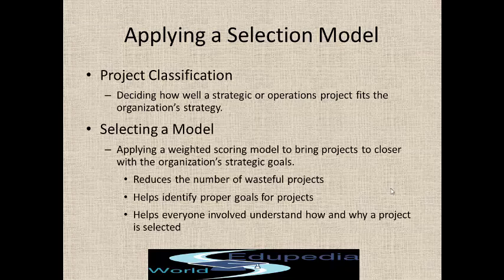So project classification and selecting a model, part of applying a selection model. Basically, you have to see how well a strategic or operations project fits the organization strategy. So you need to classify the project, how strategically or operationally it's going to help the organization strategy. Selecting a model, that's what we discussed in the last slide. You apply a weighted scoring model to bring the projects closer to the organization's strategic goals, reduce the number of wasteful projects, help identify proper goals for the projects, and help everyone understand how and why a project is selected. This is also very important.